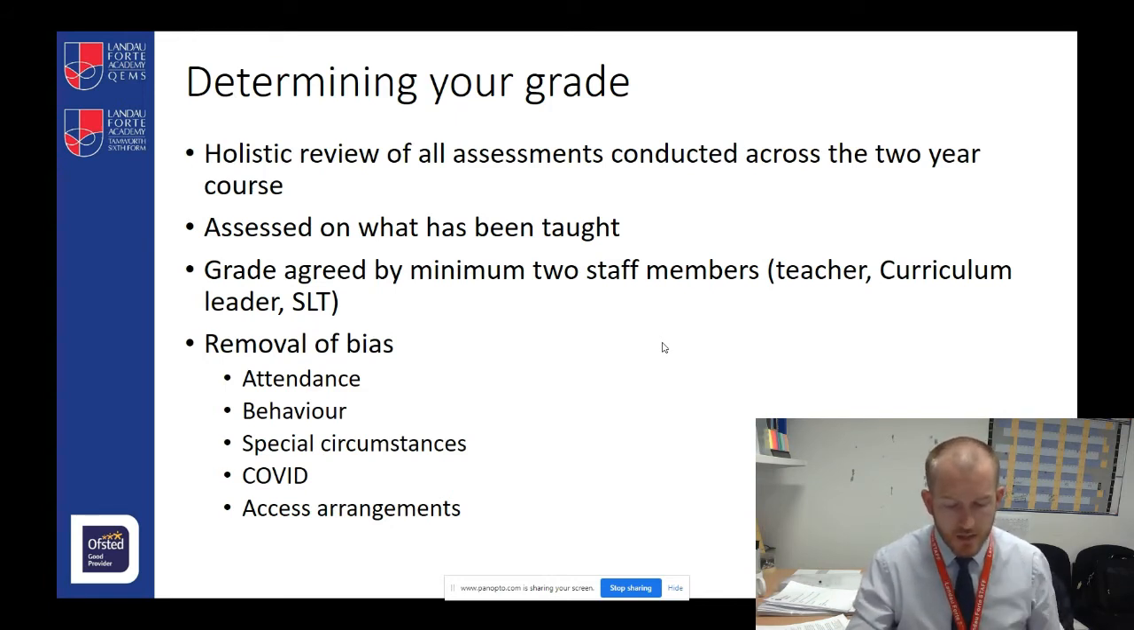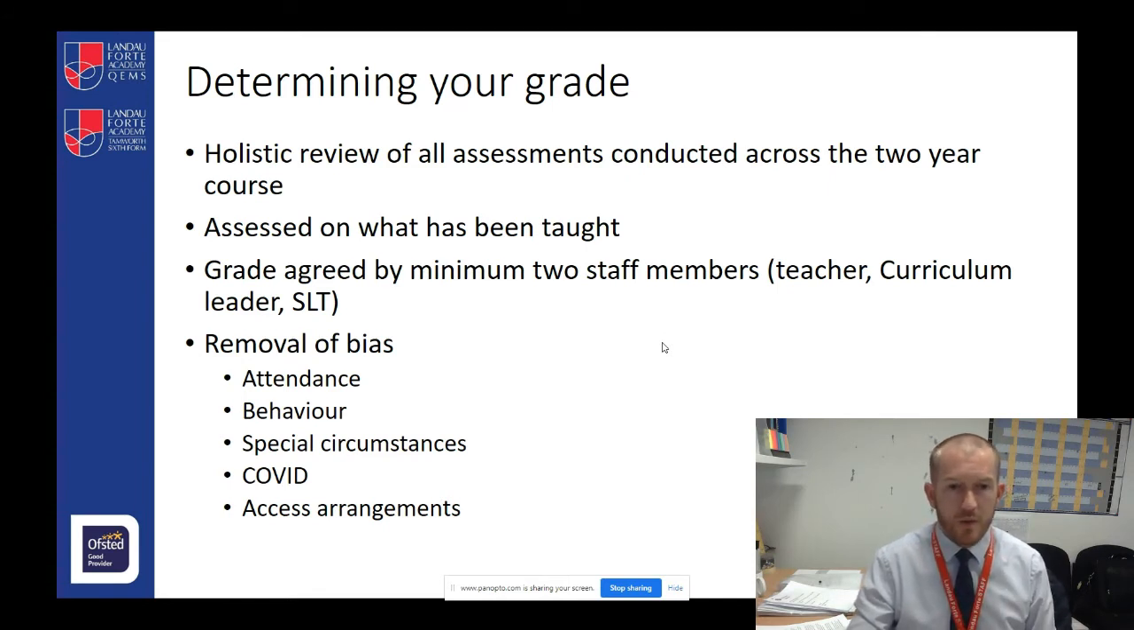I do need to make it clear to you though that content covered during lockdown has been taught, so it can be assessed. However, staff have been made aware that where that is the case, we should be taking that into account, because we would expect potentially that if things have been taught while you weren't in school, then your understanding of them may not be as good as if they were in school when you were taught.